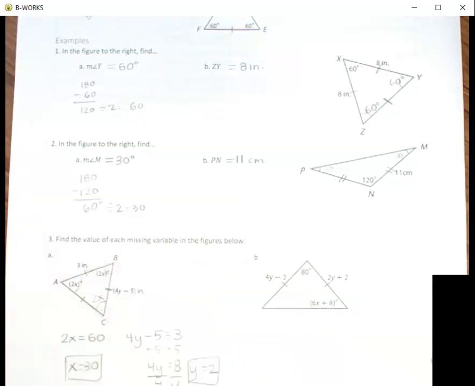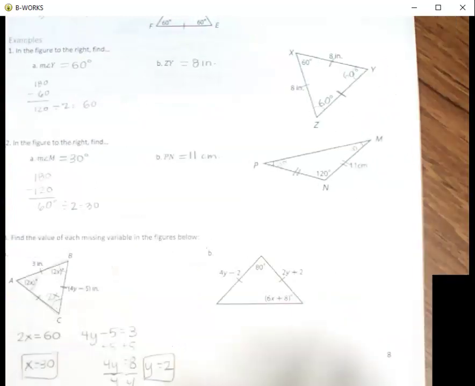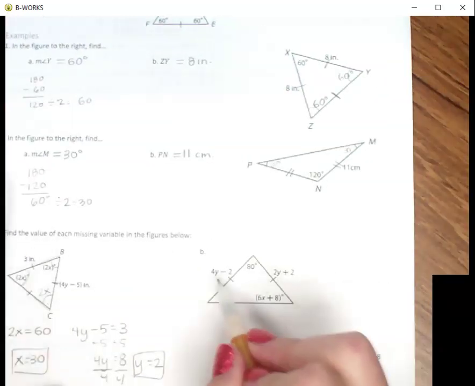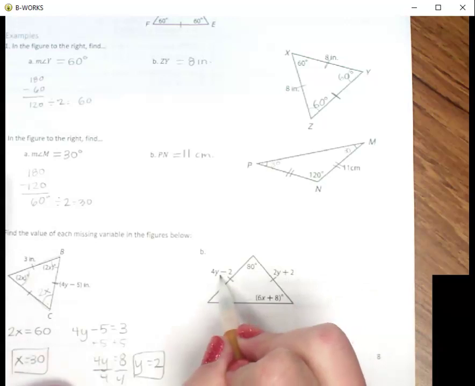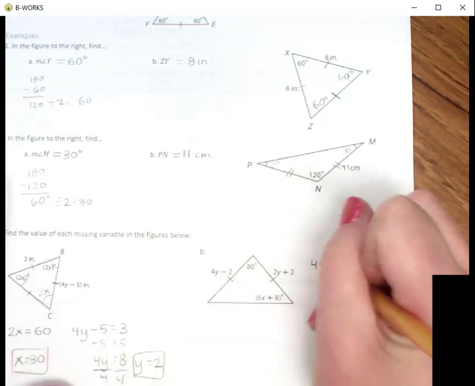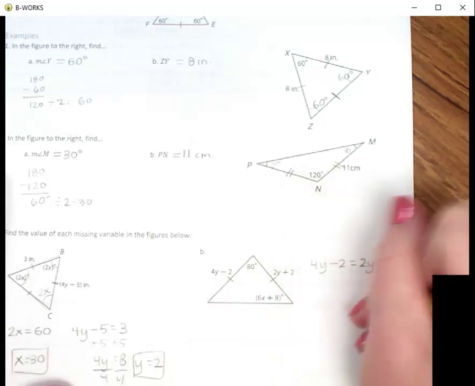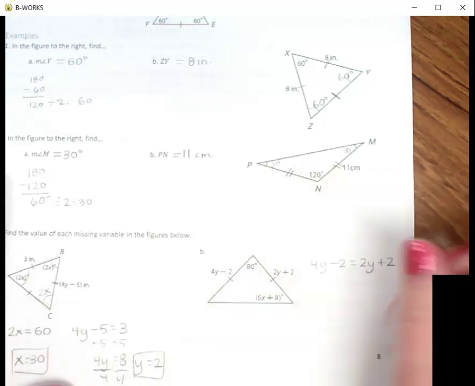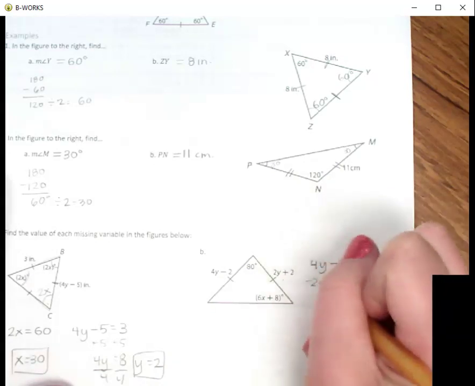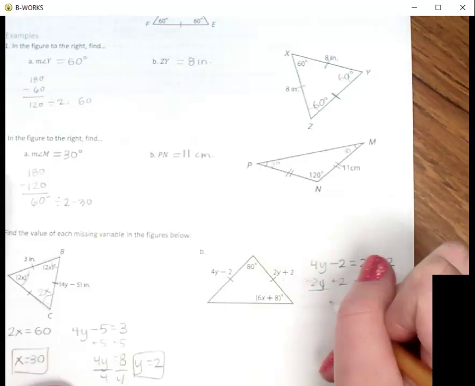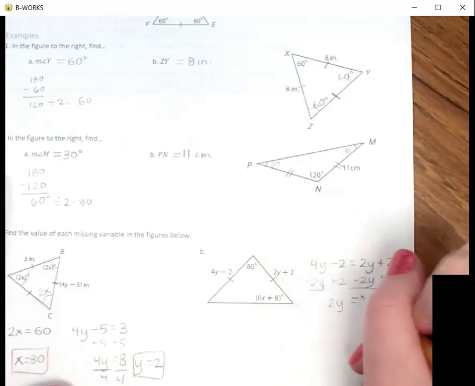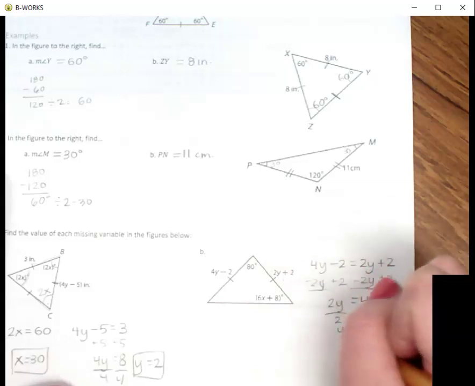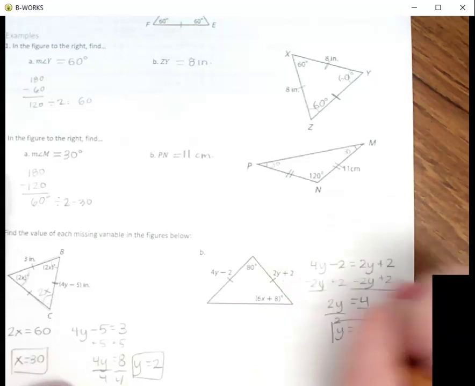And lastly, example B. Here, I'm going to start by solving for y. I can set 4y minus 2 equal to 2y plus 2, because this is an isosceles triangle, so those two sides are congruent. Add 2 to both sides, take 2y away. I get 2y to be 4. That means my y value is 2.